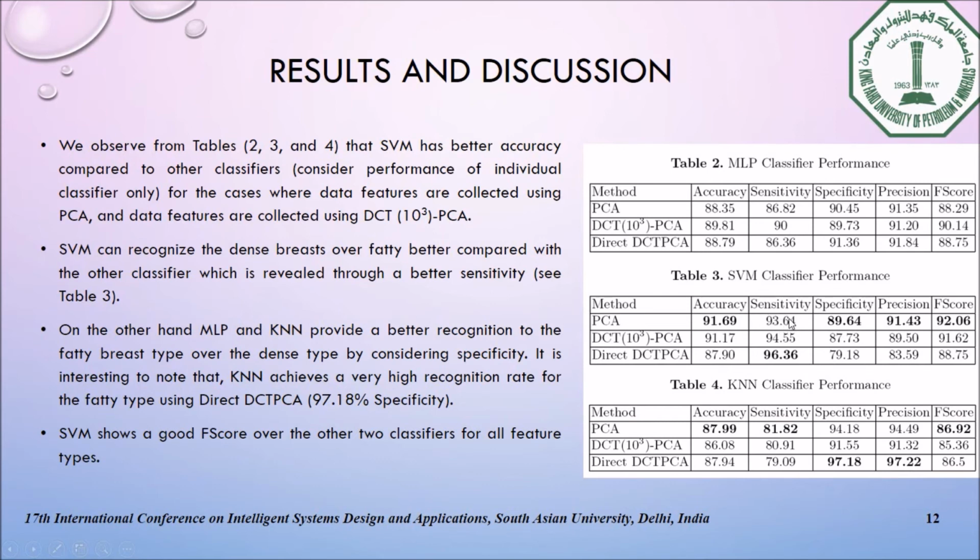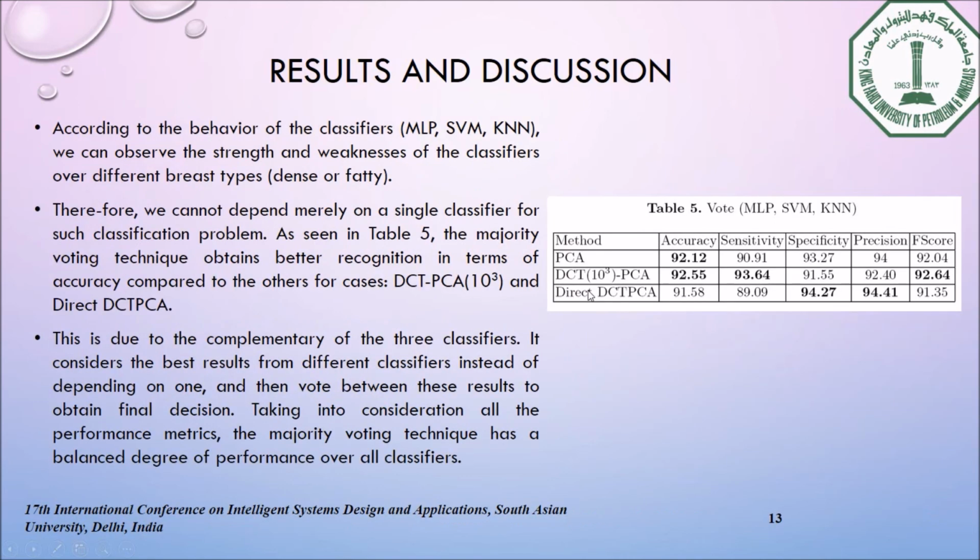On the other hand, MLP and KNN provide a better recognition of the fatty breast type over the dense type by considering specificity. It is interesting to know that KNN achieves a very high recognition rate for the fatty type using direct DCT-PCA, which is 97.18%. According to the behavior of the classifiers MLP, SVM and KNN, we can observe the strengths and weaknesses of the classifiers over different breast types, dense and fatty, for example.